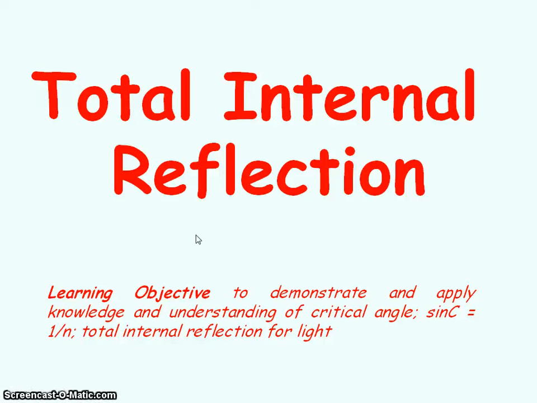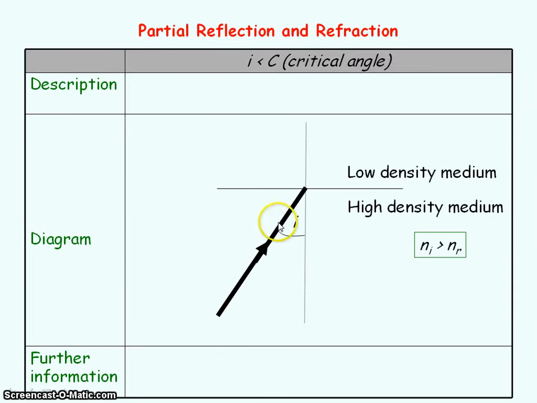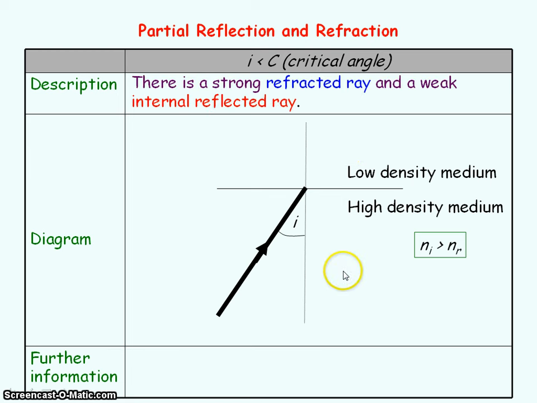We're going to be looking at total internal reflection. We need to consider light travelling from a medium of high density to a medium of low density. So that is where the refractive index of the incident medium is greater than the refractive index of the refracted medium. Also, the angle of incidence is less than the critical angle.